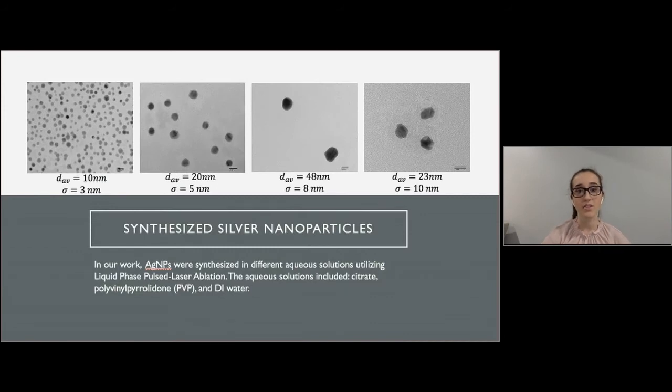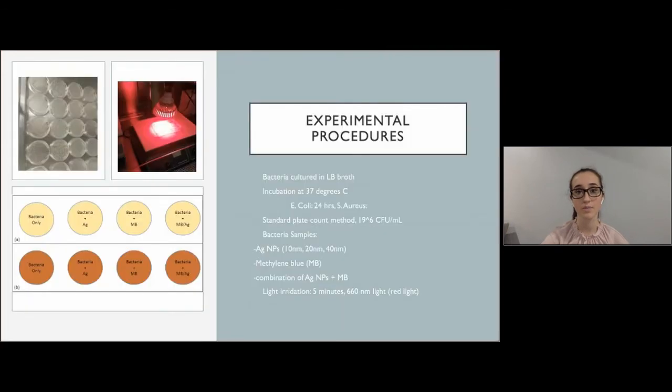The way that we synthesized our silver nanoparticles in our work was through liquid phase pulse laser ablation. We used various different mediums to synthesize them using this method, including citrate, PVP, and DI water. But it's really important to note here that we needed to make sure that there was a narrow size distribution of the nanoparticles in order for them to be an effective photosensitizer. The images above, captured using an electron microscope or TEM, show the average diameters of the nanoparticles that we synthesized as well as their standard deviations.